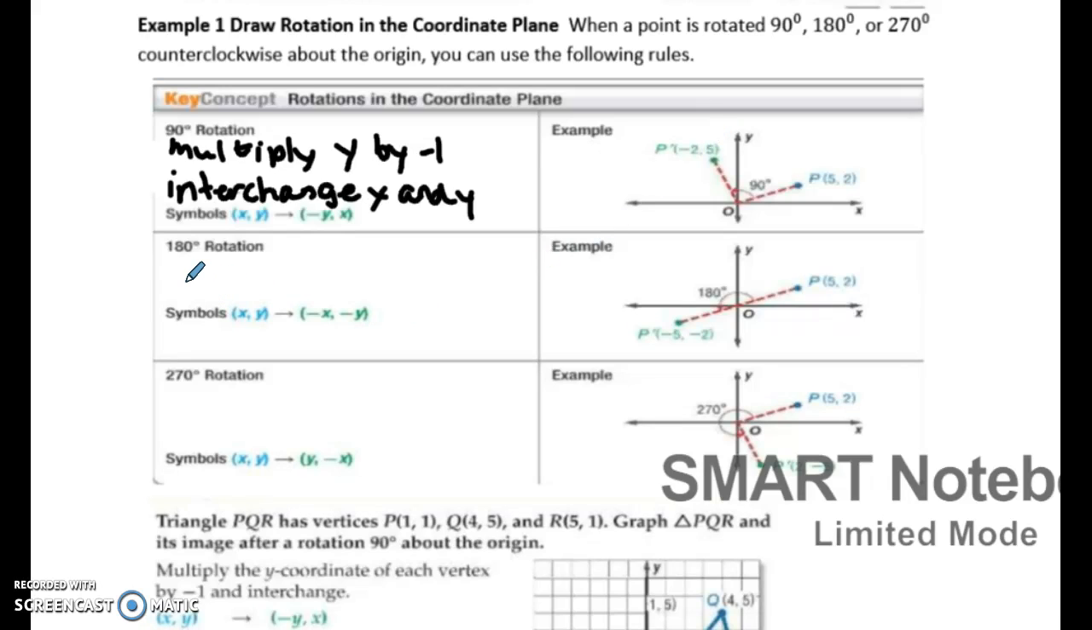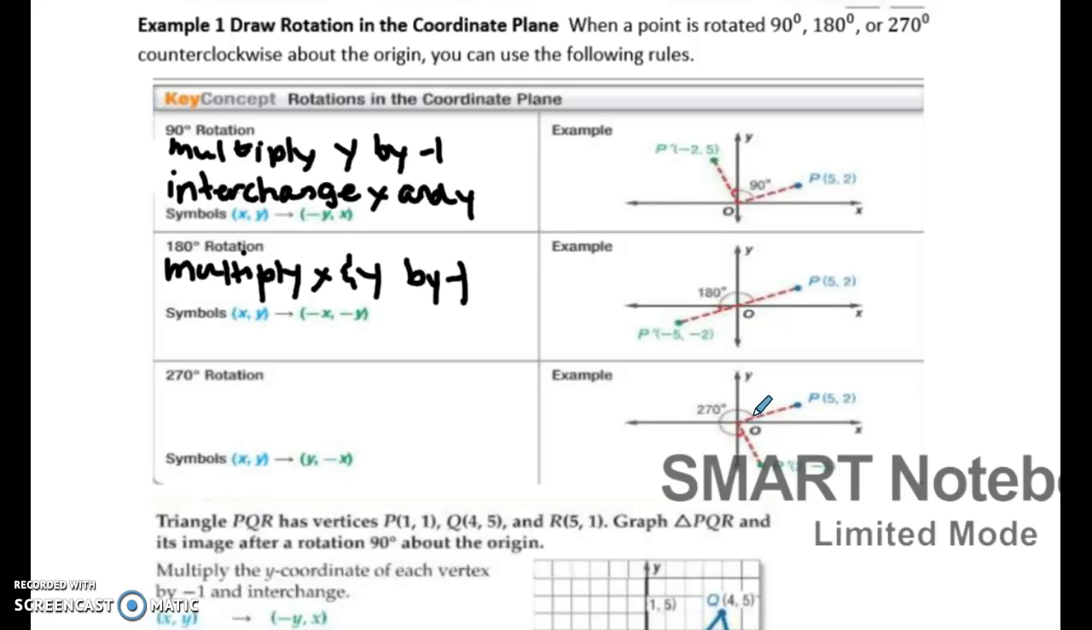If you have a 180-degree rotation, all you have to do is multiply x and y by -1. So you're making both the x and the y negative. So for example, in this picture, P is at (5, 2). To rotate it 180 degrees, along a straight line, I make the 5 negative, so -5, and I make the 2 negative, -2. So (5, 2) becomes (-5, -2).